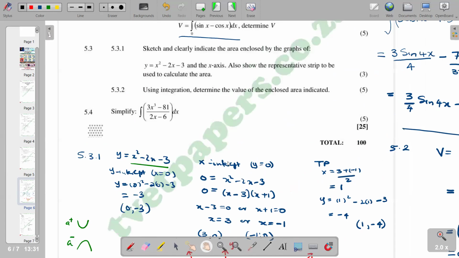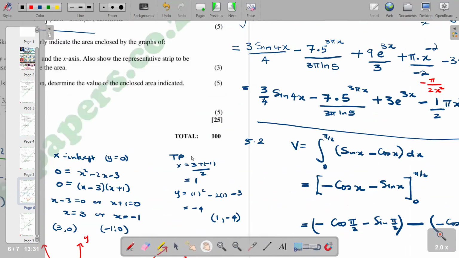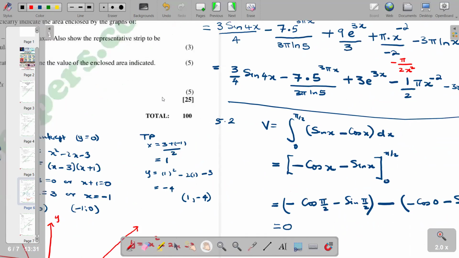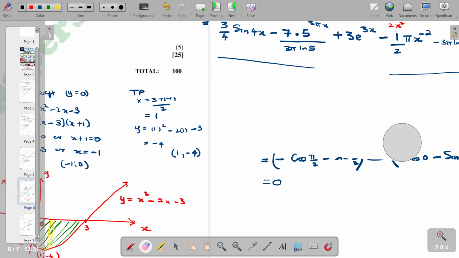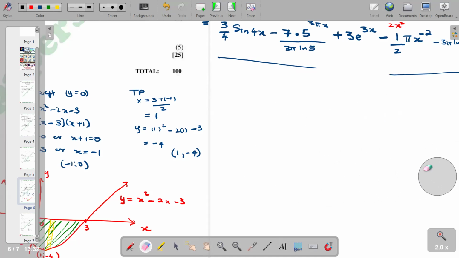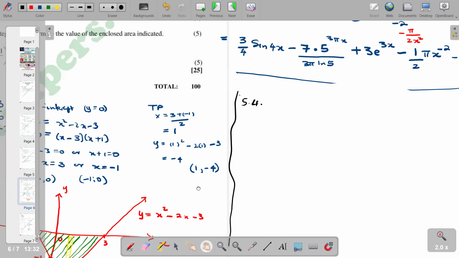And then let's go to the last question, question 5.4. So let's create space here. We are going to remove this part only. So to answer 5.4, that's for our 5.4. And the question is saying, evaluate.